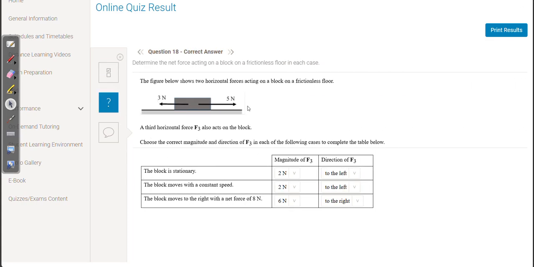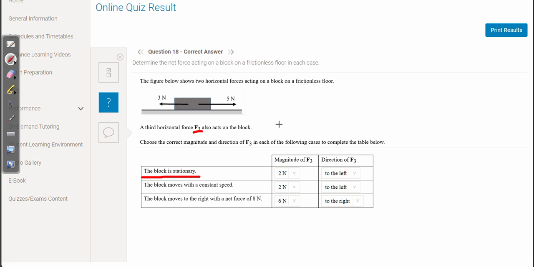We have here two horizontal forces acting on the same block on a frictionless floor, so there is no friction. Friction is negligible. We can exert a new third horizontal force F3 that also acts on the block. Here, choose the correct magnitude and direction of the new force that we're going to add to complete the table below. Here, the block is stationary. We want to add a new horizontal force F3 to make the block stationary.